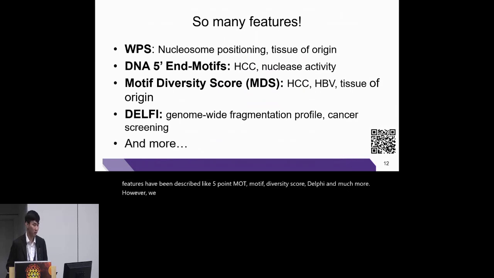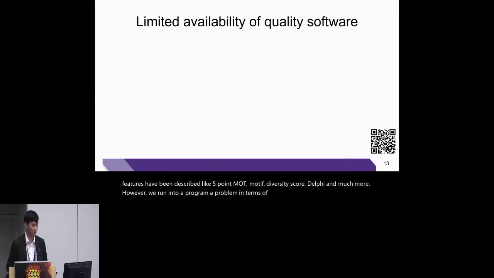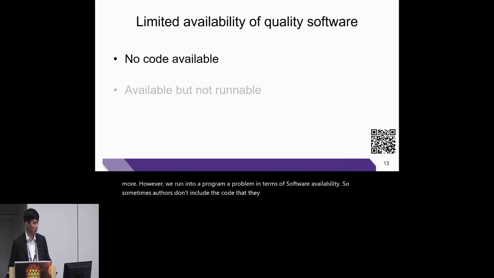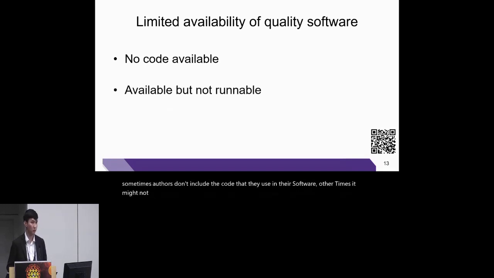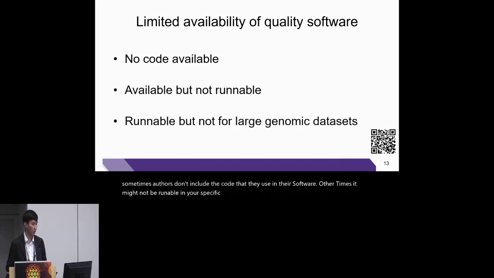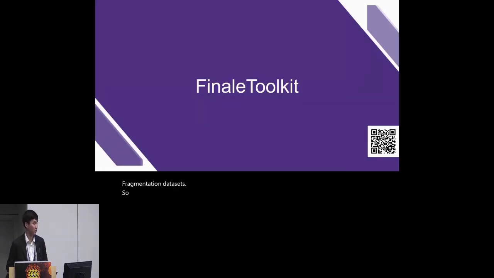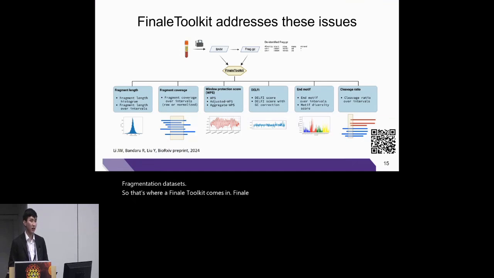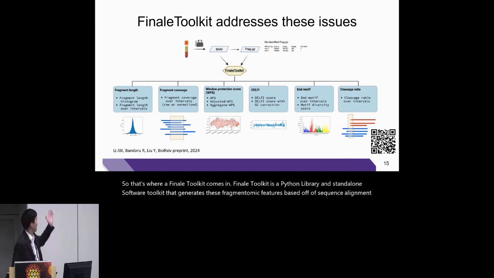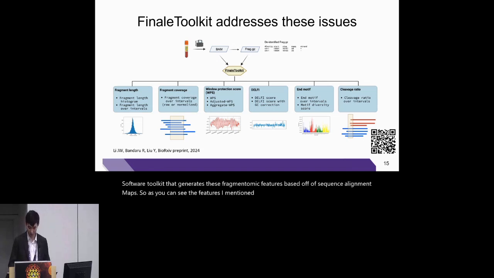However, we run into a problem in terms of software availability. Sometimes authors don't include the code that they use in their software. Other times, it might not be runnable in your specific context, or it might not be optimized for really large fragmentation data sets. So that's where FinaleToolkit comes in. FinaleToolkit is a Python library and standalone software toolkit that generates these fragmentomic features based off of sequence alignment maps. So as you can see, the features I mentioned before.